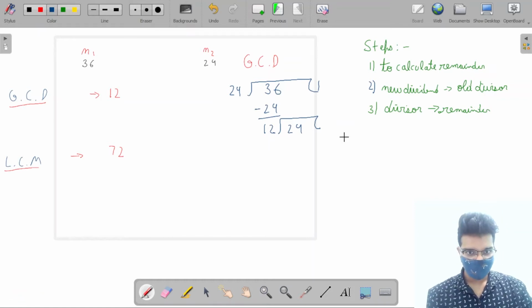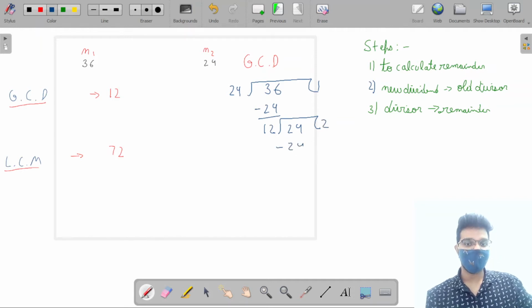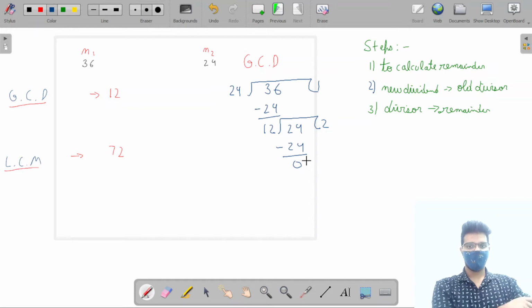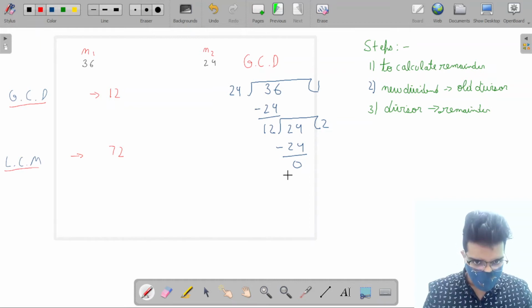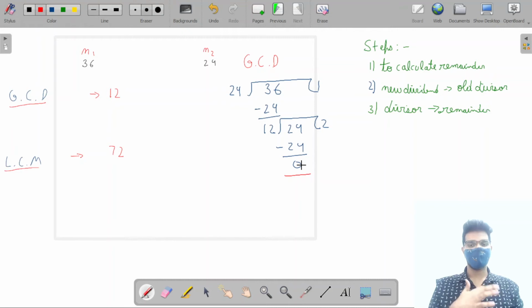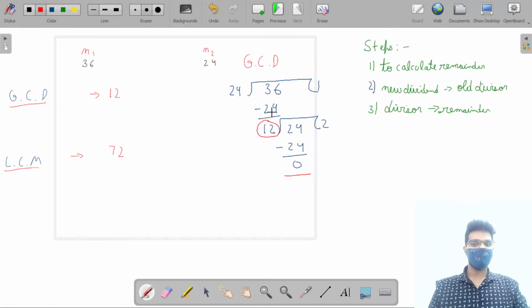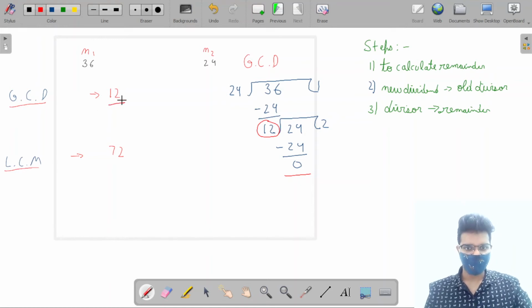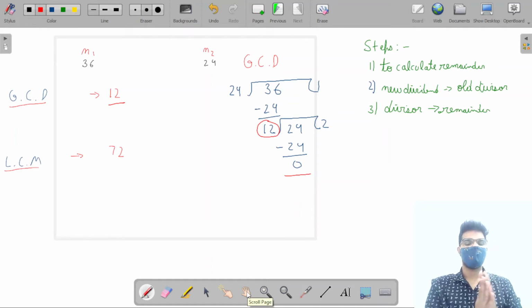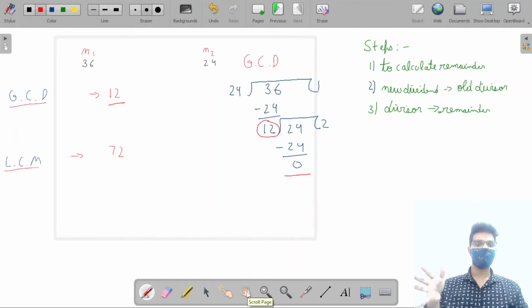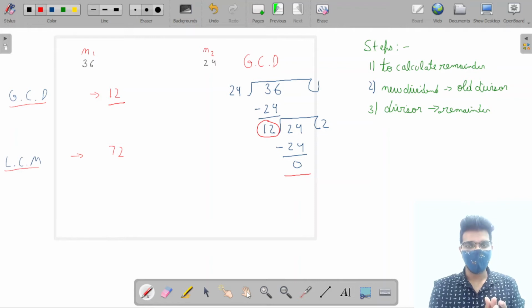Now let's again find the remainder. This time my quotient will be 2, and the remainder is 0. Whenever your remainder becomes 0, that means you got your answer. Whatever your latest divisor is, it will be your GCD. And as we know, our GCD was 12. So that's how we calculate GCD. It was simple. We break it into 3 steps: calculate the remainder, and update the values of our dividend and divisor. Whenever our remainder gets to 0, whatever the divisor is will be our GCD.